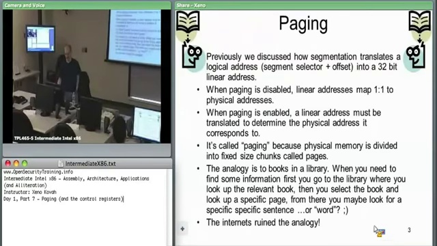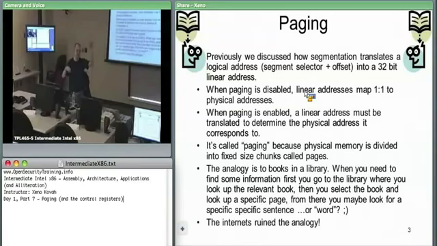When paging is disabled, you have a one-to-one map from linear to physical. When paging is enabled, linear addresses must be translated. So you go through some translation tables. You take a linear address, you translate it through some tables, and that eventually leads you to a physical address. So you no longer have to have a one-to-one mapping. Low addresses in virtual memory can map to high addresses in physical.